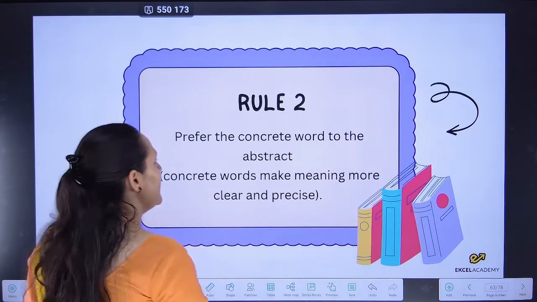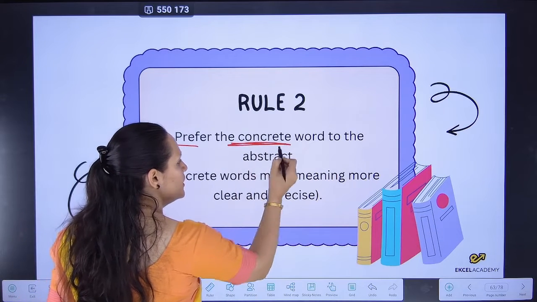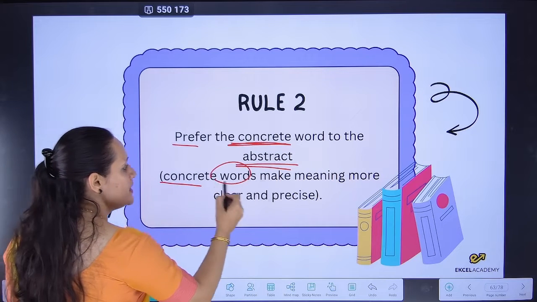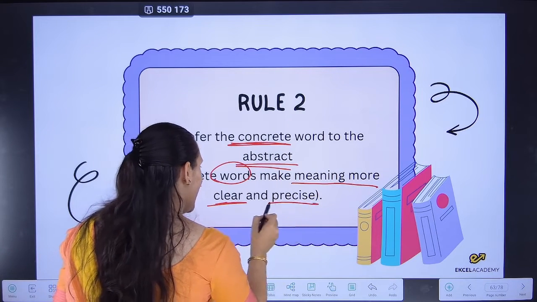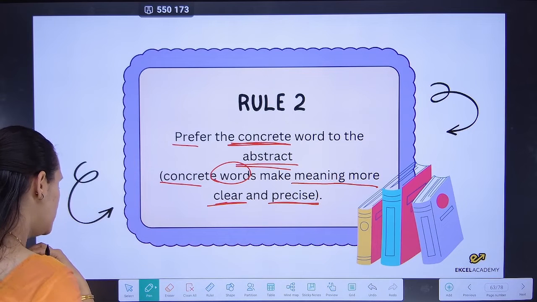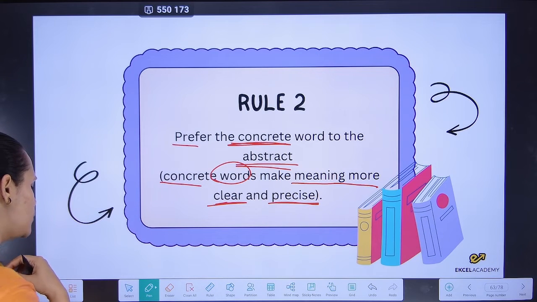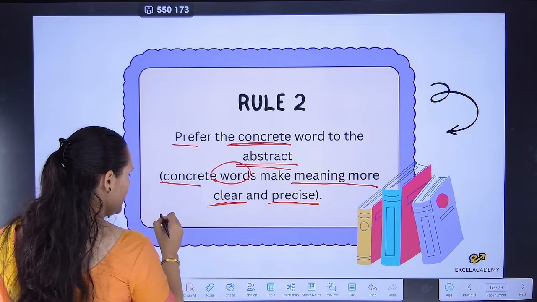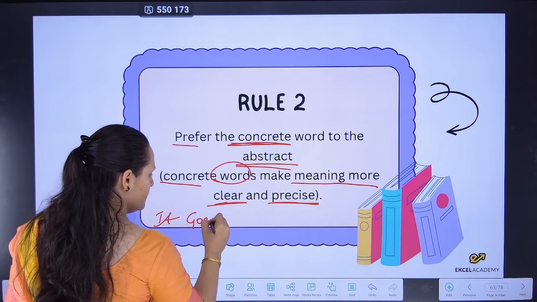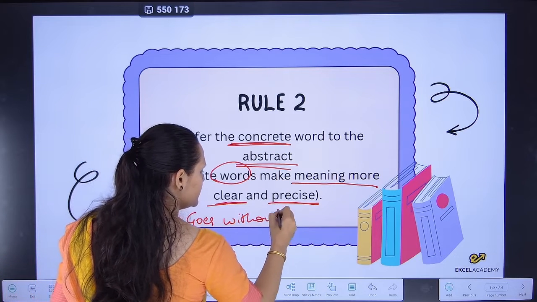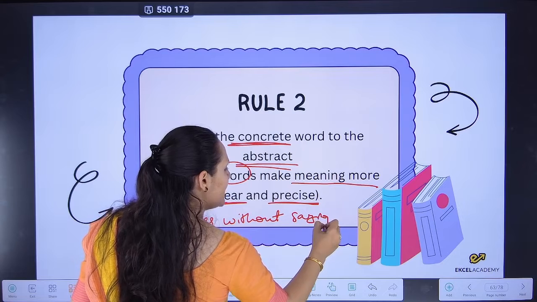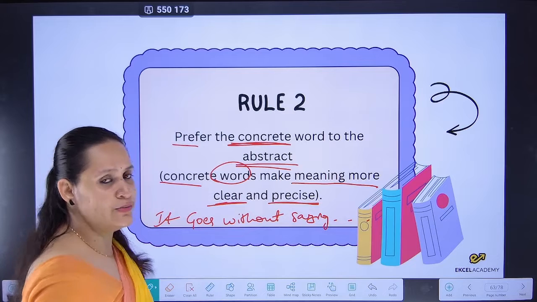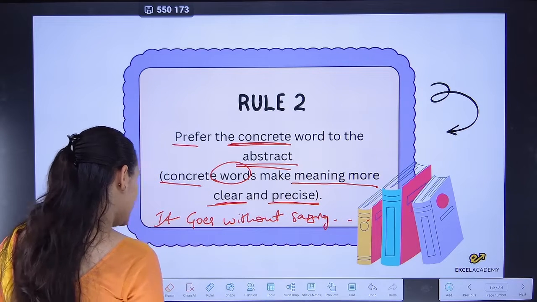Second, he's saying prefer concrete words to abstract. What are they saying? Concrete words make the meaning more clear and precise. Use the concrete words rather than abstract words. Like, for example, if I say, it goes without saying. This is a statement I'm making. It goes without saying that this is the situation. Instead of using a long sentence which is abstract, I can say that it is implied.